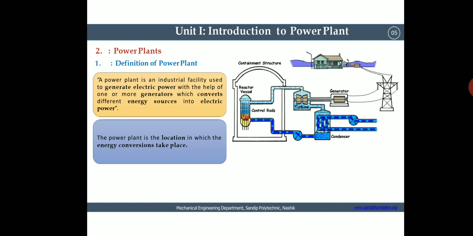A power plant is an industrial facility used to generate electric power with the help of one or more generators, which convert different energy sources into electric power. The power plant is the location in which the energy conversion takes place.